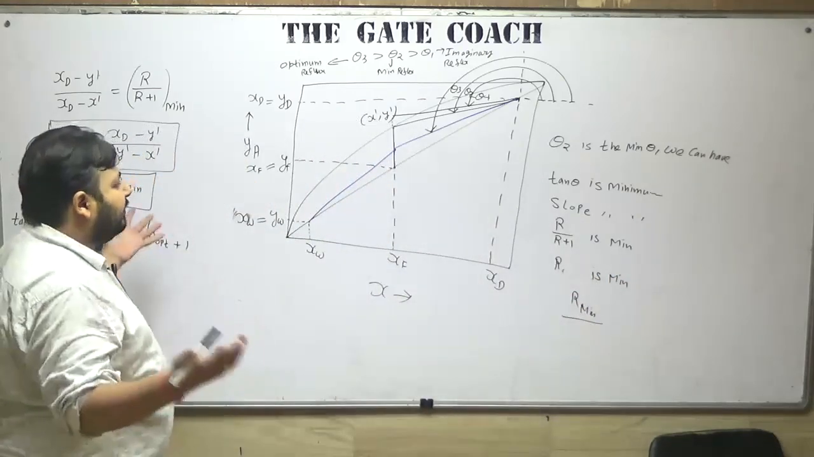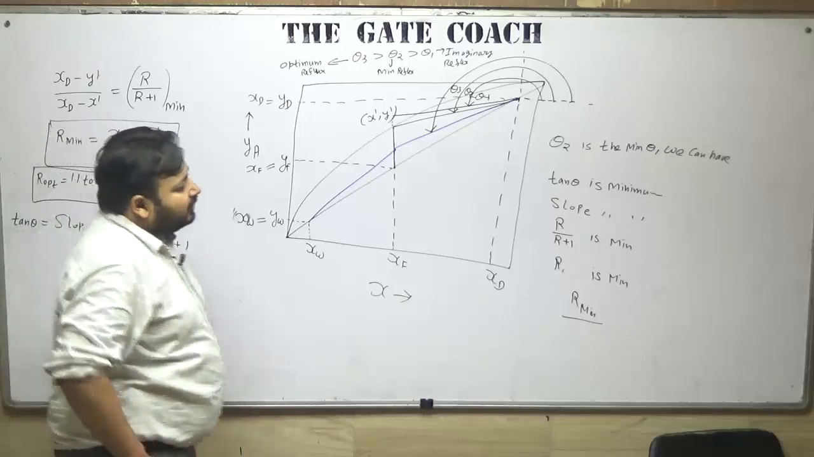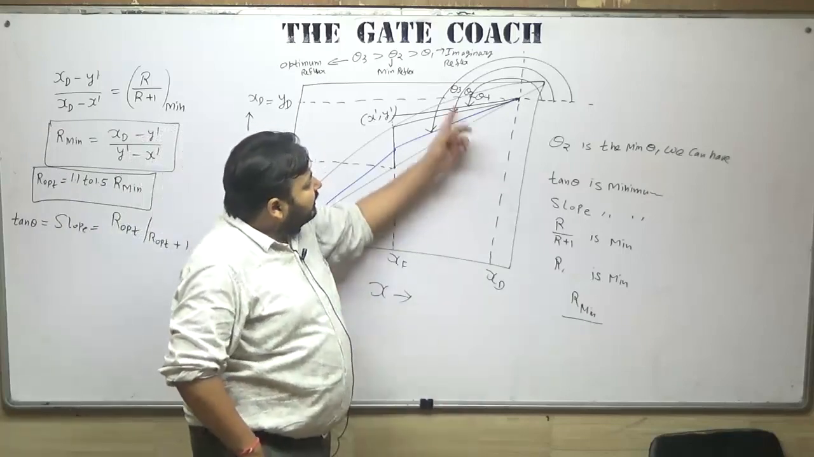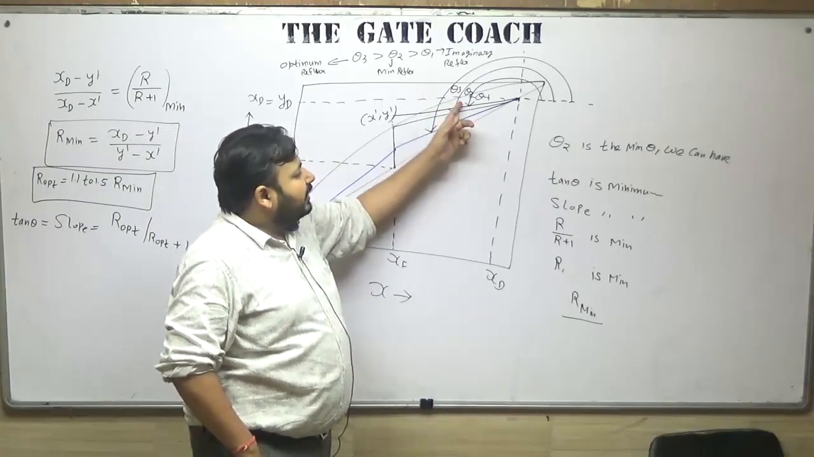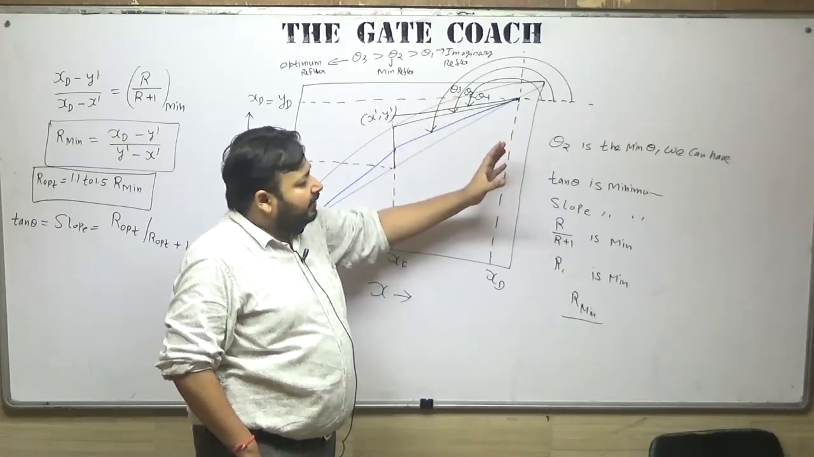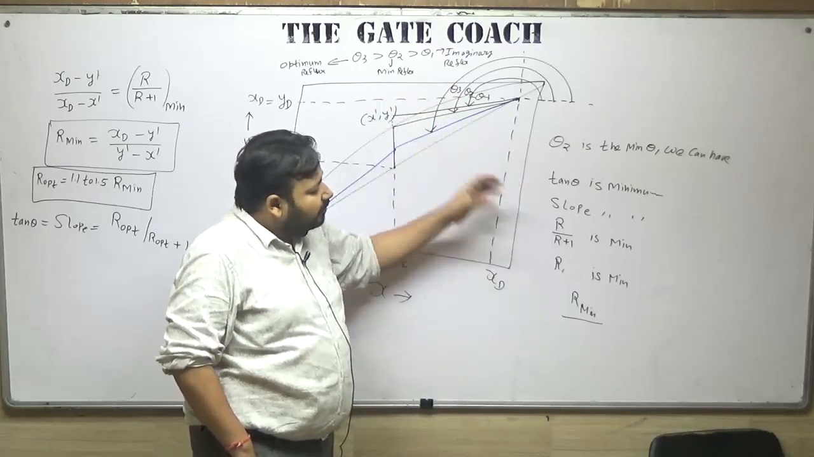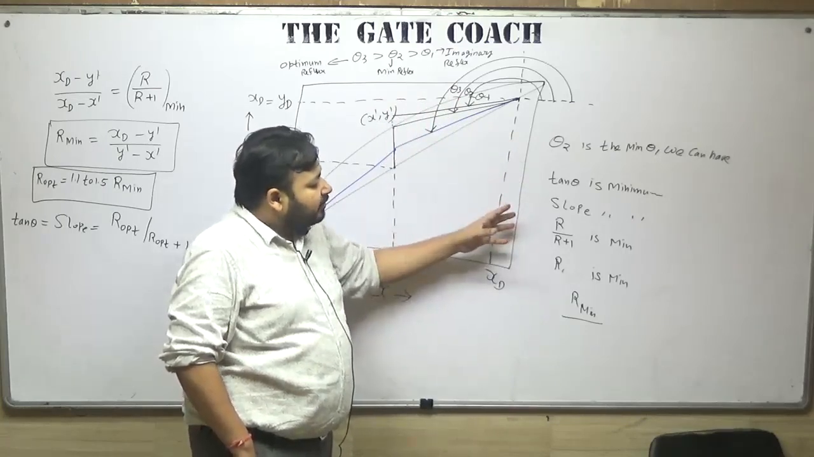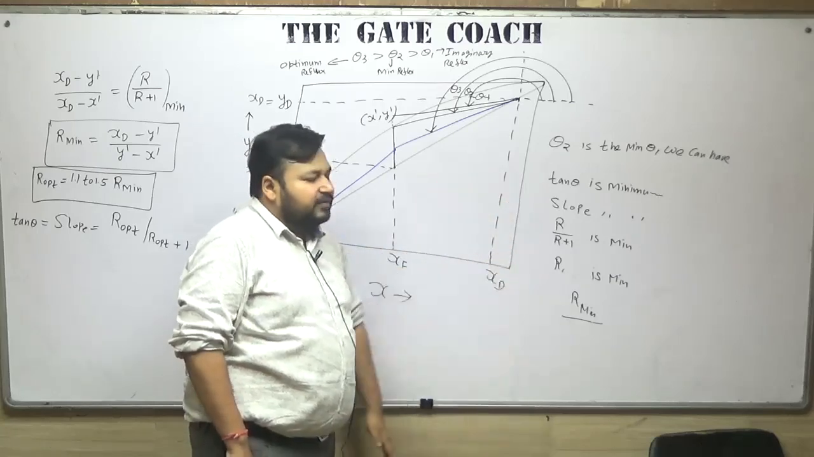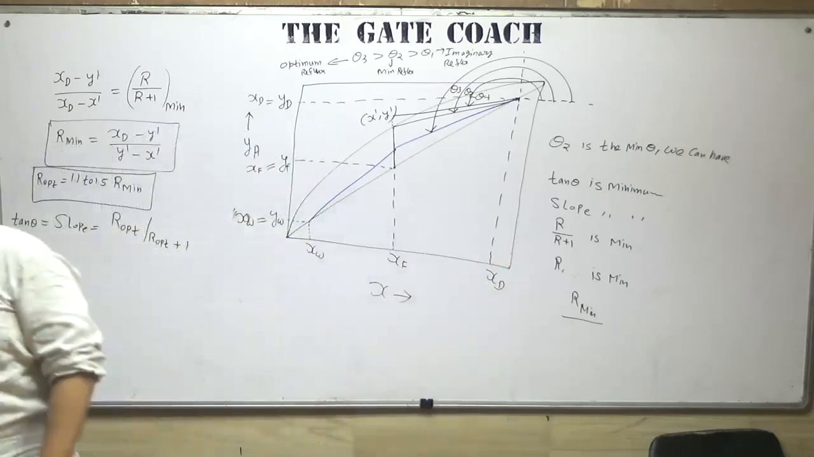There can be numerous explanations. But as a mathematics teacher, it's always better to give a mathematical point of view. So this theta is the minimum theta, and below this I cannot go. If theta is minimum, tan theta is minimum, slope is minimum, R by R plus 1 is minimum, because of that R is minimum, and that's why I denoted this as R minimum.